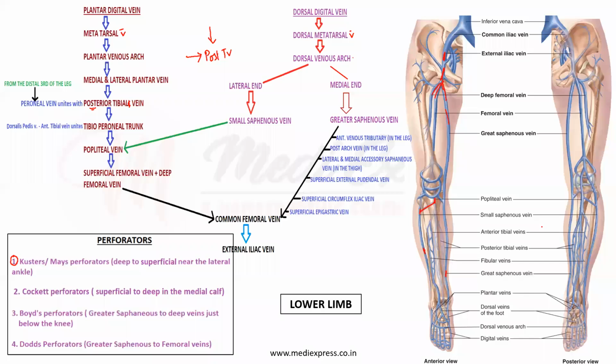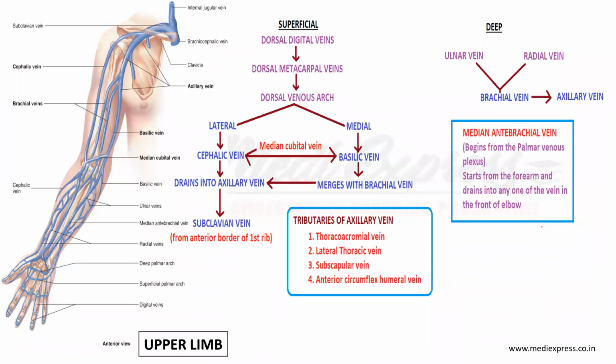Now, let's talk about the venous drainage in the upper limb. Again, we'll start from the end. We have a superficial and we have a deep system. Superficially, we have the dorsal digital veins. You can see over here, digital veins. These digital veins will drain as dorsal metacarpal veins, and then we have a dorsal venous arch, as in a superficial palmar arch or a deep palmar arch.